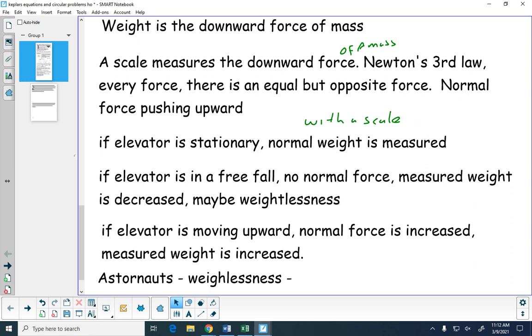What happens to astronauts? They become weightless. Why is that? Yeah, there's no force. Got no force of gravity, very little force of gravity.